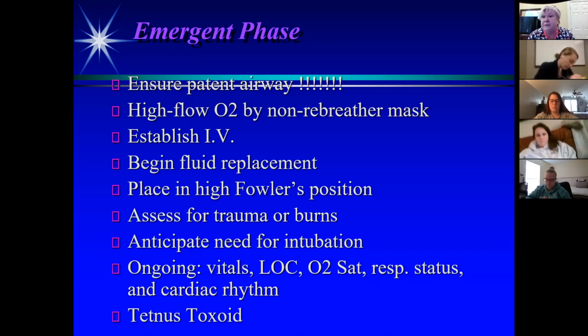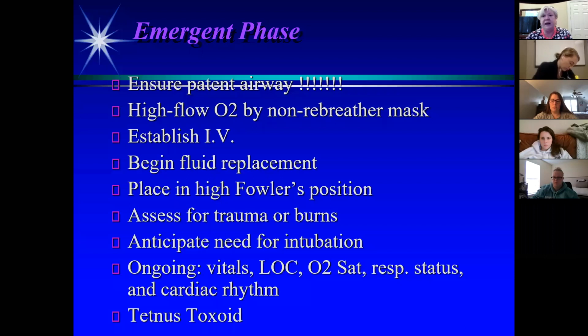We probably sit them up unless it's contraindicated, like they fell off a roof, then we couldn't sit them up. But if there's no other contraindications, sit them up, drop their lung fields, give them the best chance of breathing by sitting them up in a high Fowler's, and again, keep assessing them for where their burns are and do they need intubation. Get their vital signs, just get a good assessment on these people, but airway, breathing, circulation type of thing, and then give them a tetanus.